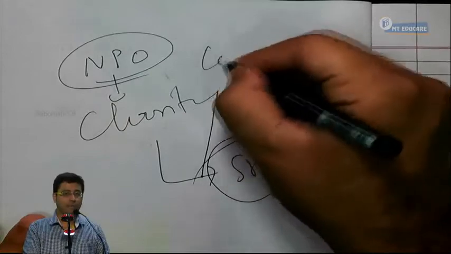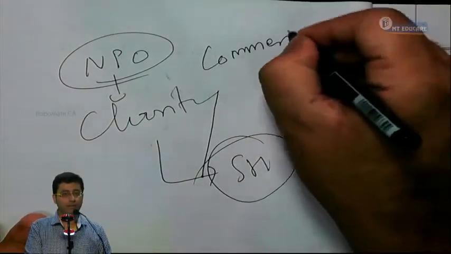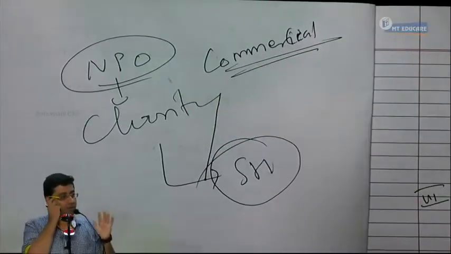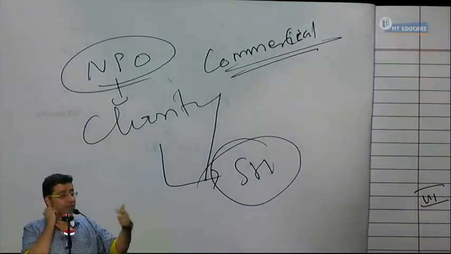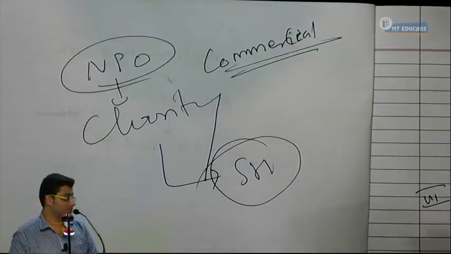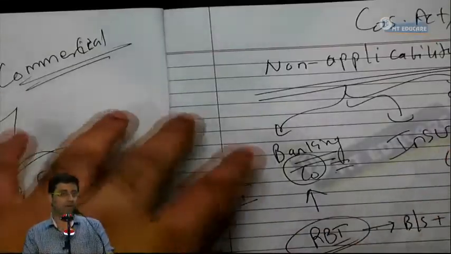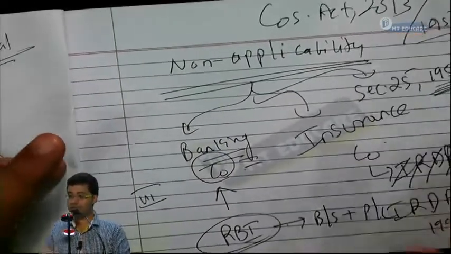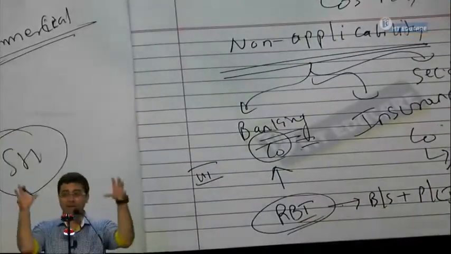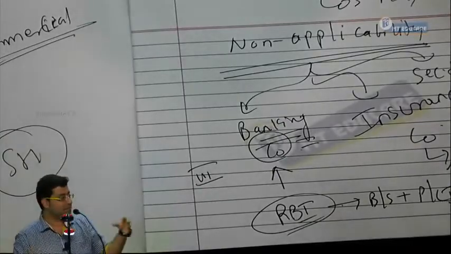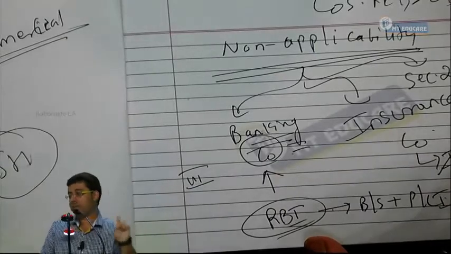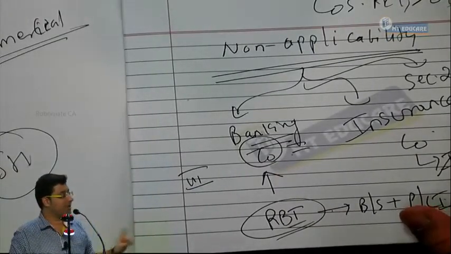If you're a commercial company, a profit-oriented company, you will have to prepare a CARO report. If you're a non-commercial company, CARO does not apply to you. So these are the reasons why you are not going to prepare a CARO report. And by reading all these points, one thing is very clear: CARO is only applicable to those companies which are answerable to shareholders and deal with shareholders at large. That means if you are interacting with shareholders, only then. And that is only one form of company, which is the public company. So to public companies, CARO shall apply.